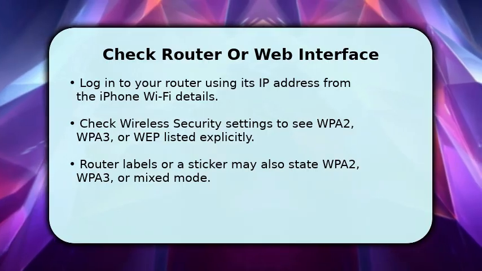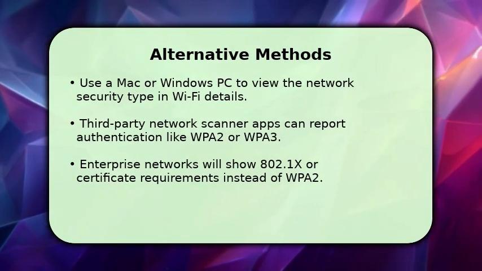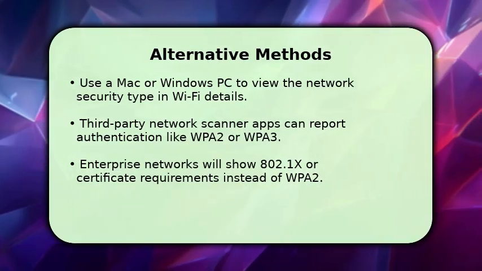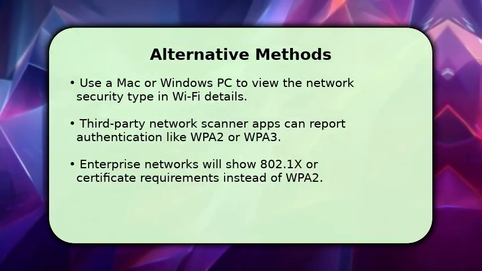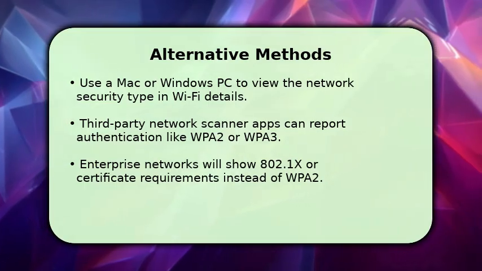If router access is unavailable, use a Mac or Windows PC to check security details. On a Mac, hold Option and click Wi-Fi to reveal security, which shows WPA2 or WPA3. On Windows, open Network and Internet Settings, then Wi-Fi Properties to view security type.